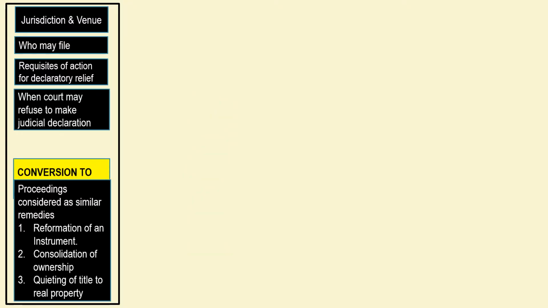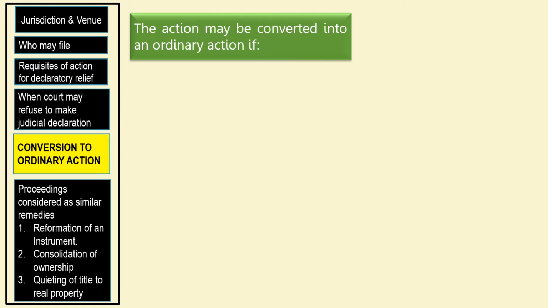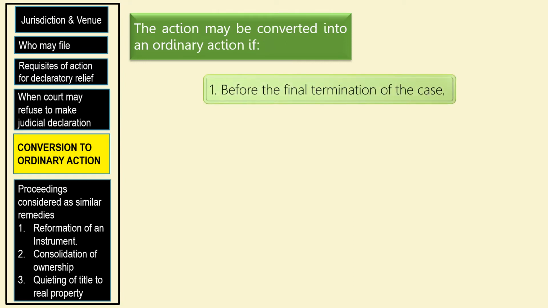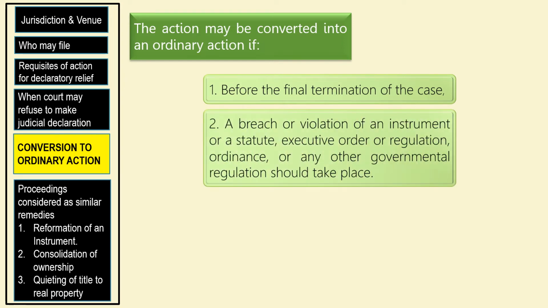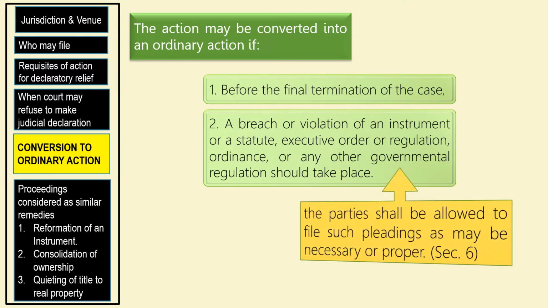Can you convert an action or a petition for declaratory relief into an ordinary action? Answer, yes. It may be converted into an ordinary action if before the final termination of the case, there is a breach or a violation. And in that case, when this happens, the parties will be allowed to file pleadings as may be necessary or proper under your Section 6.